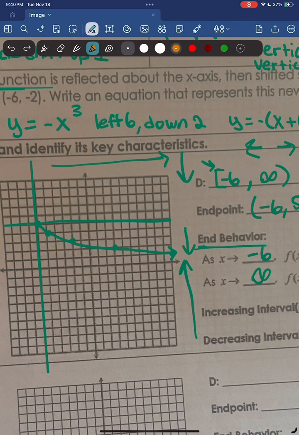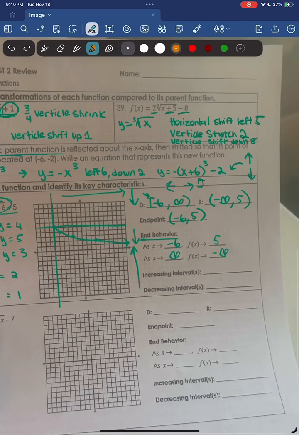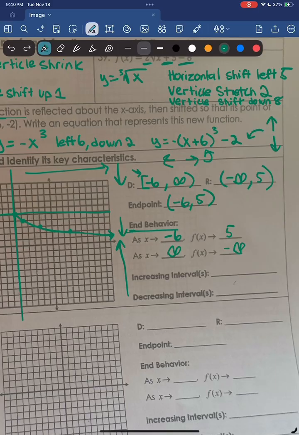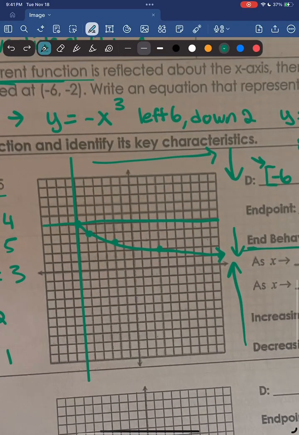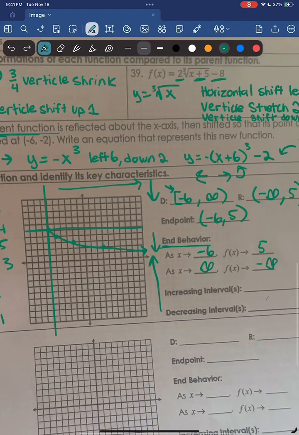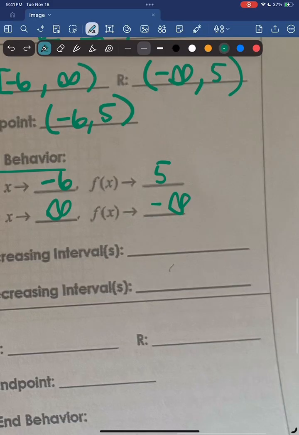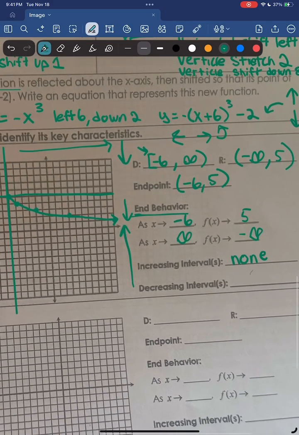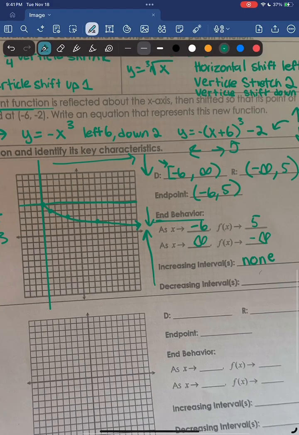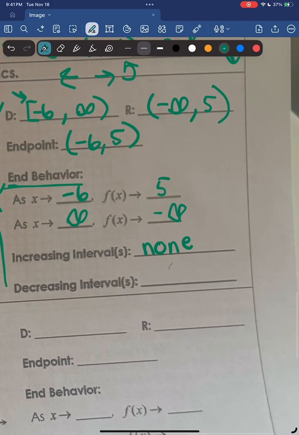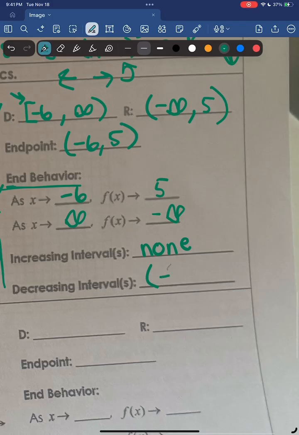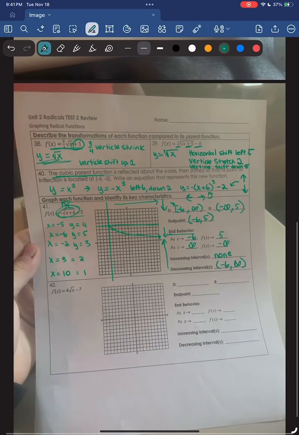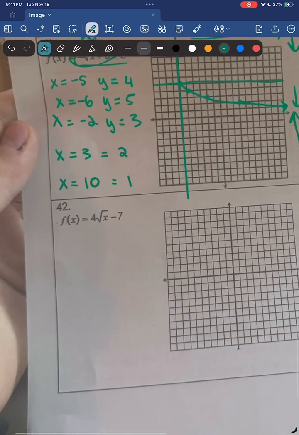All right, the increasing interval. So we can look at this graph and we can just see that it's never increasing. It's only ever decreasing. So we can just say none. And we can say that this graph is decreasing from the endpoint of negative 6 to infinity. Boom.